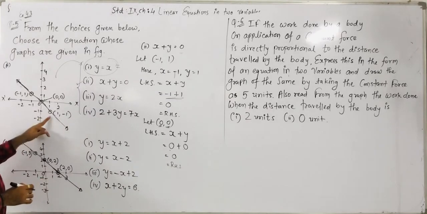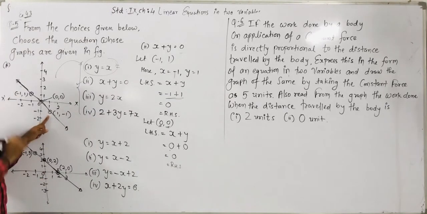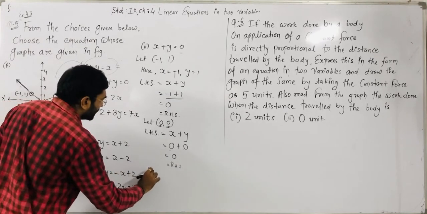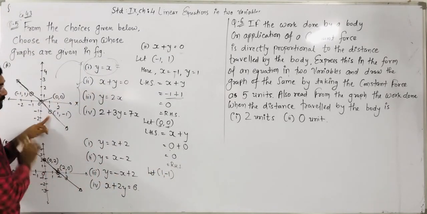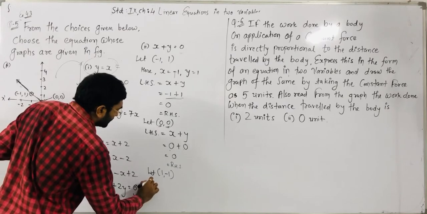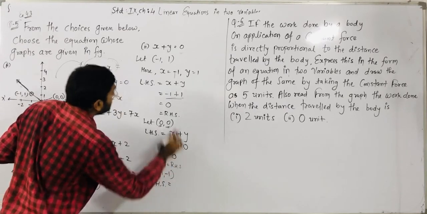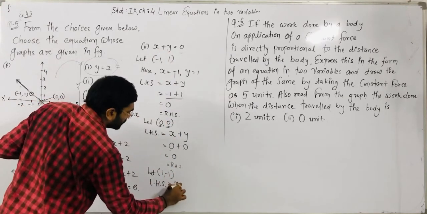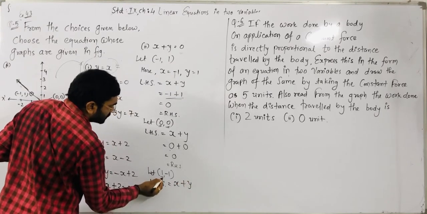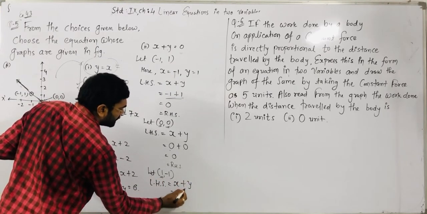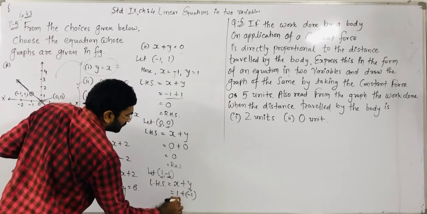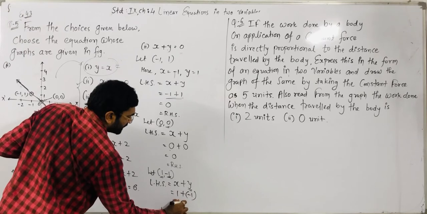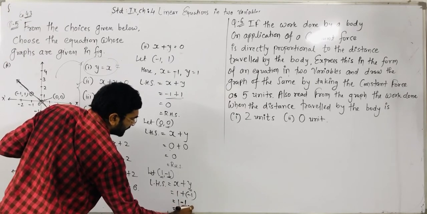In the same way, we have to check the third point which lies on the straight line. Let me take the point (1, -1). If we take the left-hand side of the equation, x plus y, the x coordinate is 1 plus the y coordinate -1. So 1 plus (-1) is 1 minus 1, which is 0. This is the right-hand side.